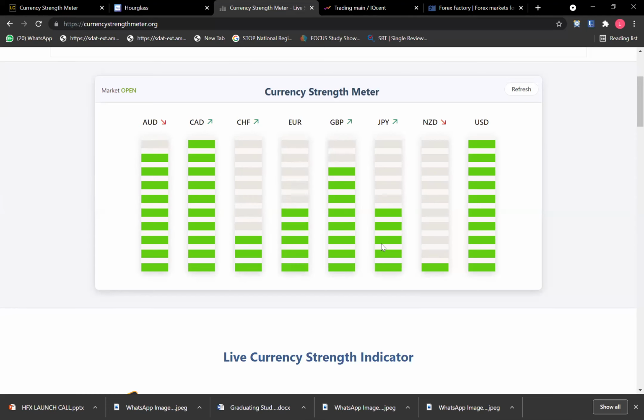I believe you guys understand how the currency strength meter works. You're basically looking at the currencies and their strength and knowing the direction of the market. Does everybody understand how the currency strength meter works? Wonderful, wonderful. We're going to move straight into Hourglass.